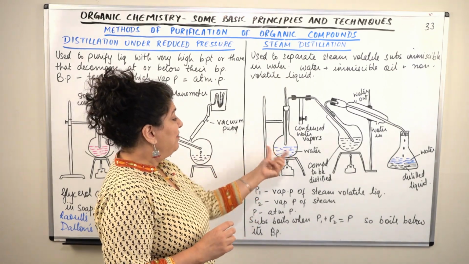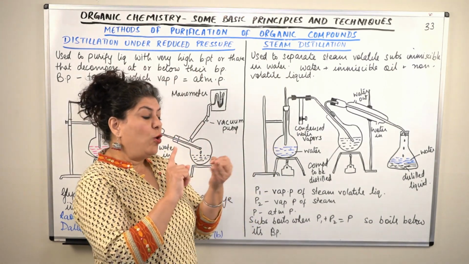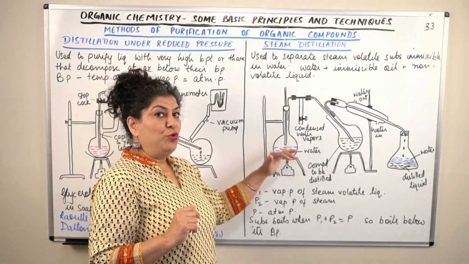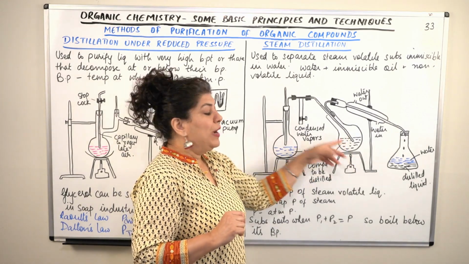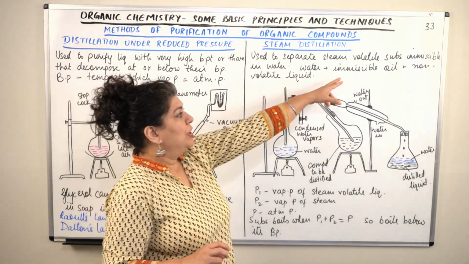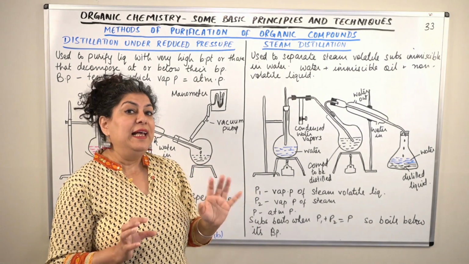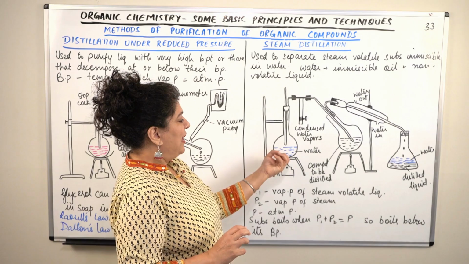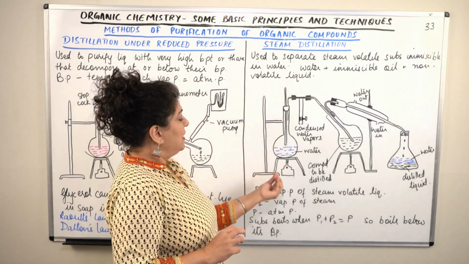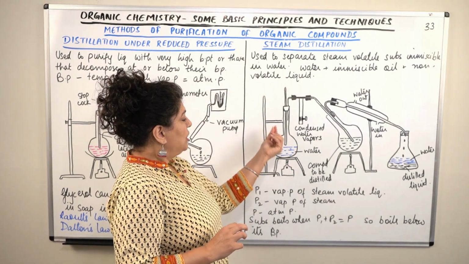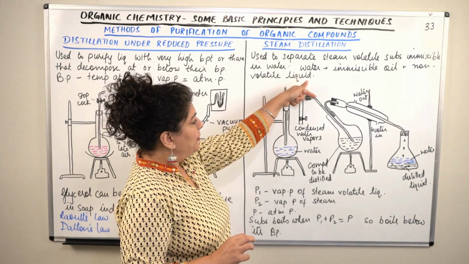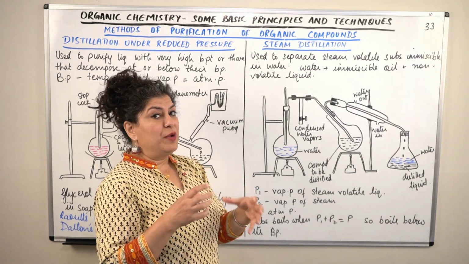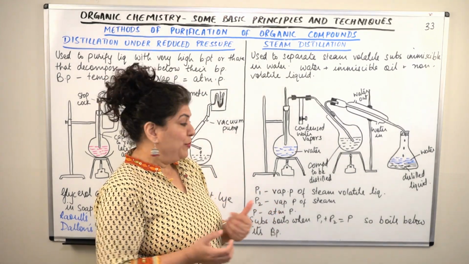Now, what do you have in the flask? You have water, and you have oil which does not dissolve in water. In the first flask you only have water. And in the second flask you have the immiscible oil and the non-volatile liquid. So what do we do? In the first flask we have water and we start boiling the water. When water starts boiling, the vapors of water rise and come into the second flask, which actually has the impure compound that has to be distilled.